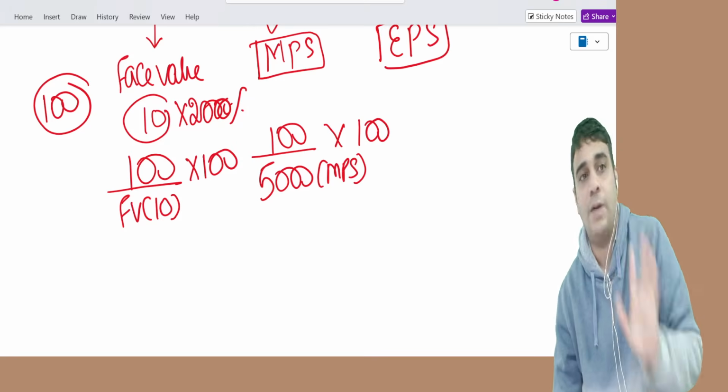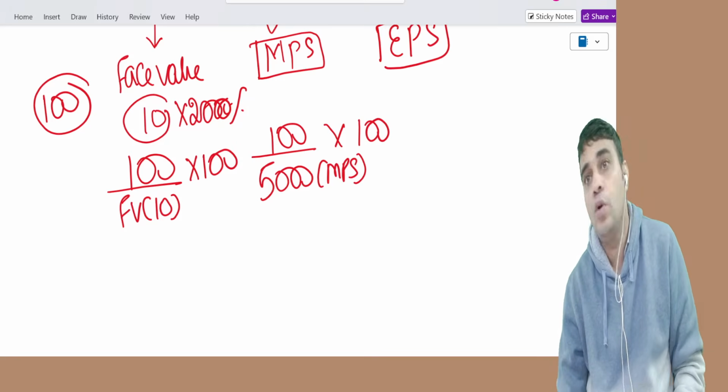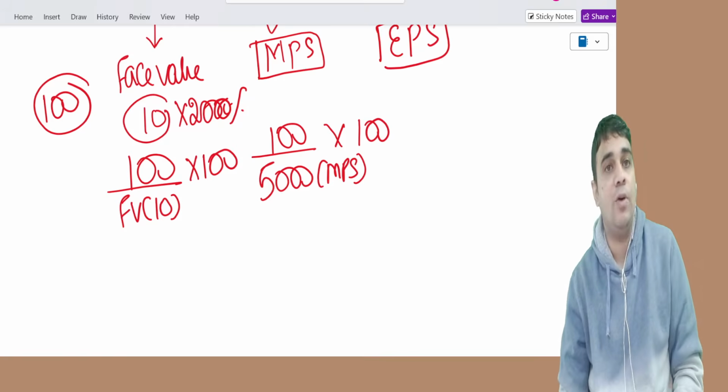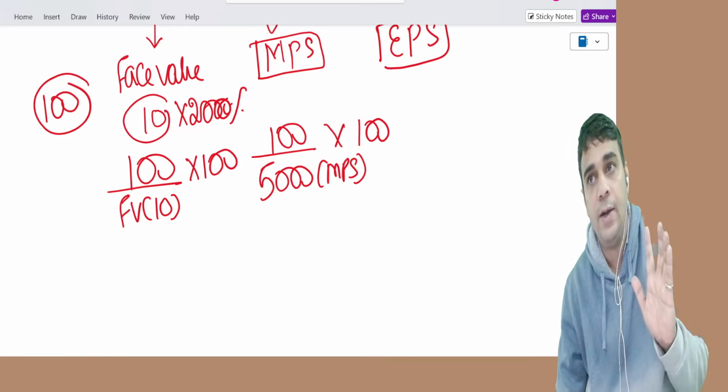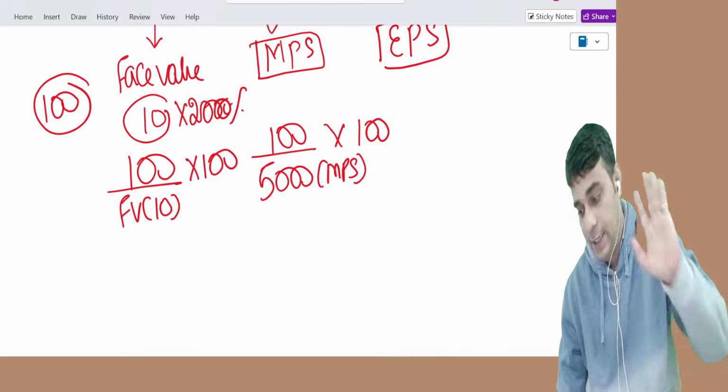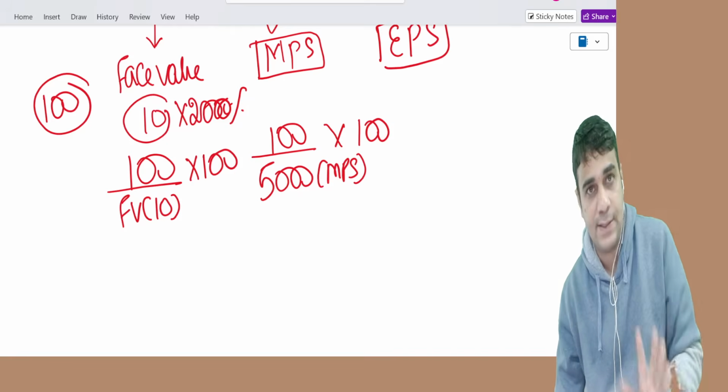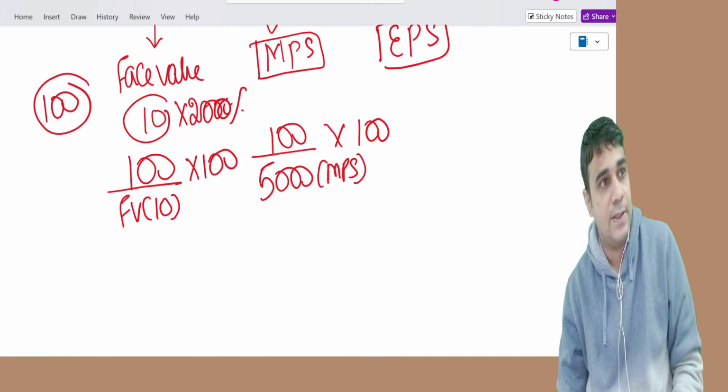Technically, I earn 2%. Company will say they are declaring 1000%, and we are earning only 2%. Is this happening in the practical world? Exactly, this happens in the practical world.